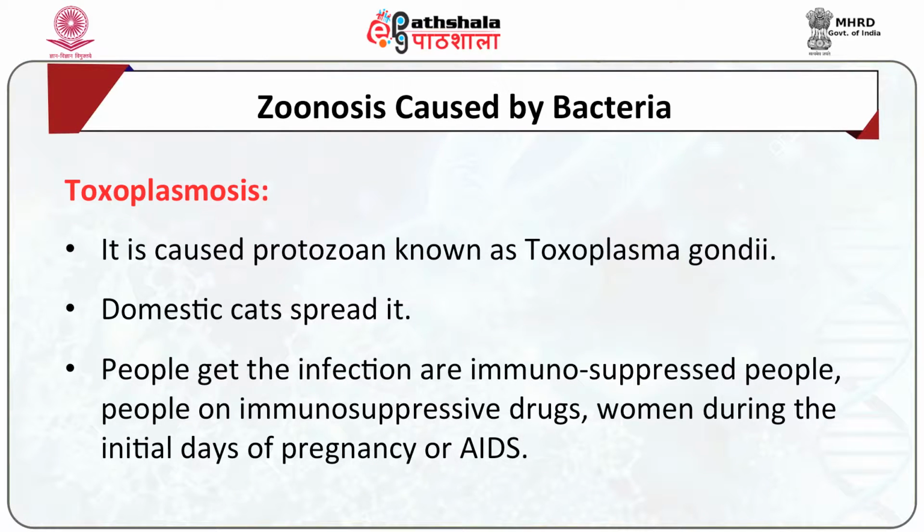Next is toxoplasmosis. This is caused by the protozoan known as Toxoplasma gondii. Humans get sick after coming in contact with fecal matter of domestic cats. Infection in cats occurs by eating birds, rodents or raw meat containing this parasite. Then the excreta of the infected cat contain an infective stage of the parasite.